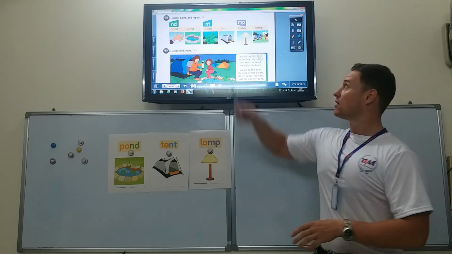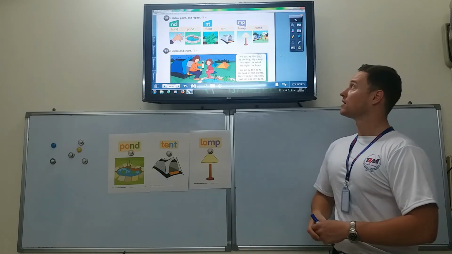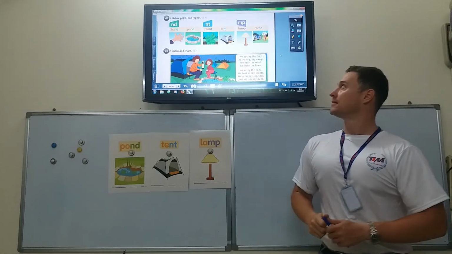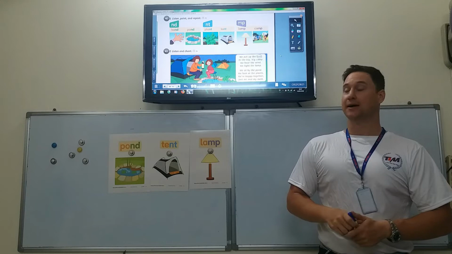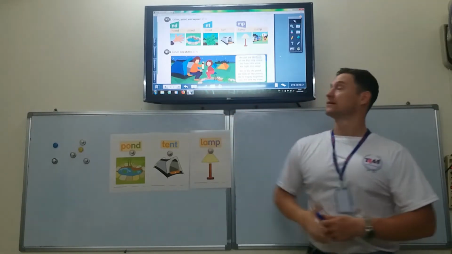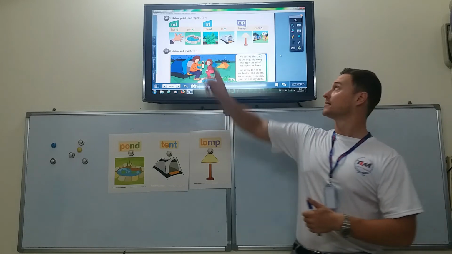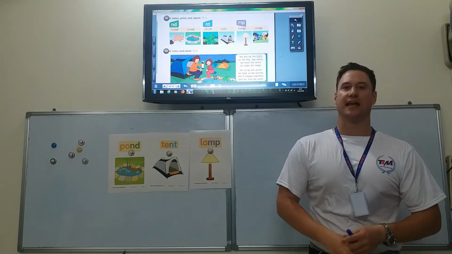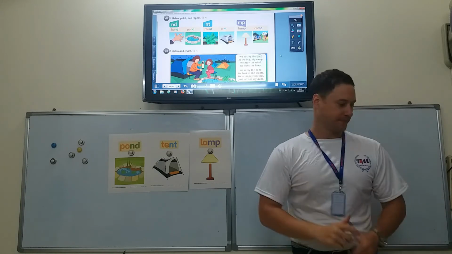Look at your book. Point to the photo in your book. Plant, pond, camp, hand, lamp, plant, tent. Good. Now, let's try to spell the words. You've looked at the words, let's try to spell them.